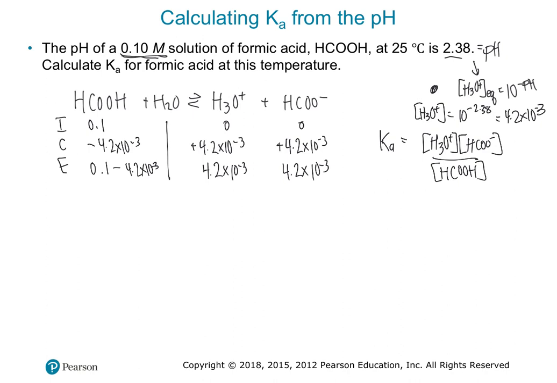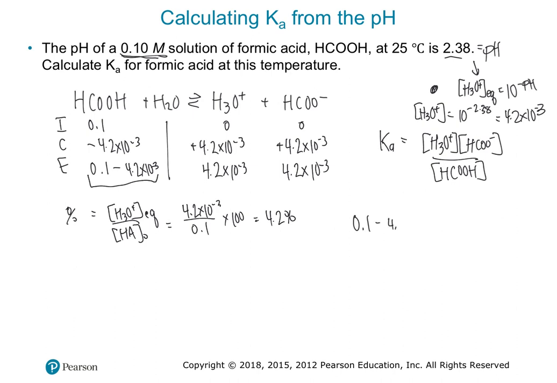Okay, so then plugging in, I can find percent ionization briefly. That will be my hydronium at equilibrium divided by my initial HA. So I'll have 4.2 times 10 to the negative third divided by 0.1 molar times 100. That gives me 4.2%. So can I make the assumption? Yes, I can. So I can make the assumption that 0.1 minus 4.2 times 10 to the negative third is approximately still 0.1.